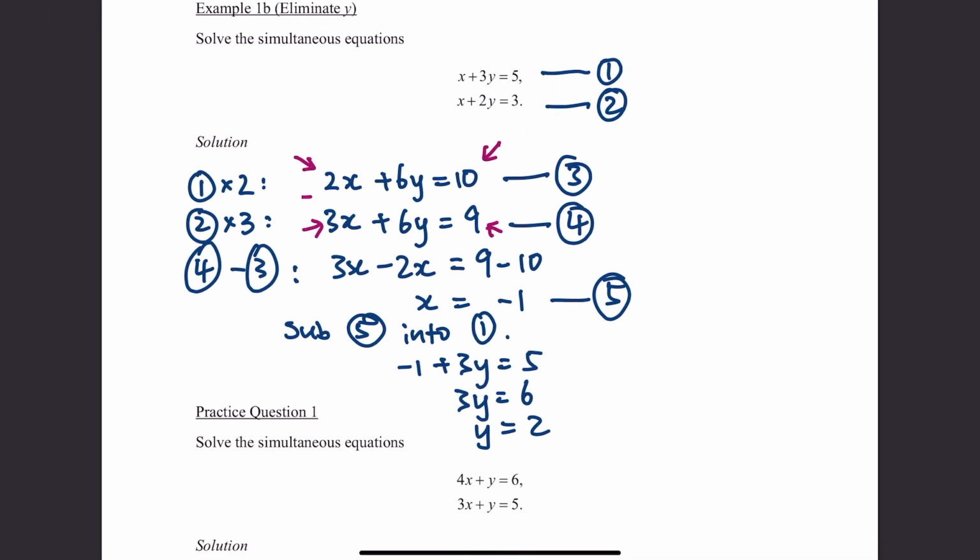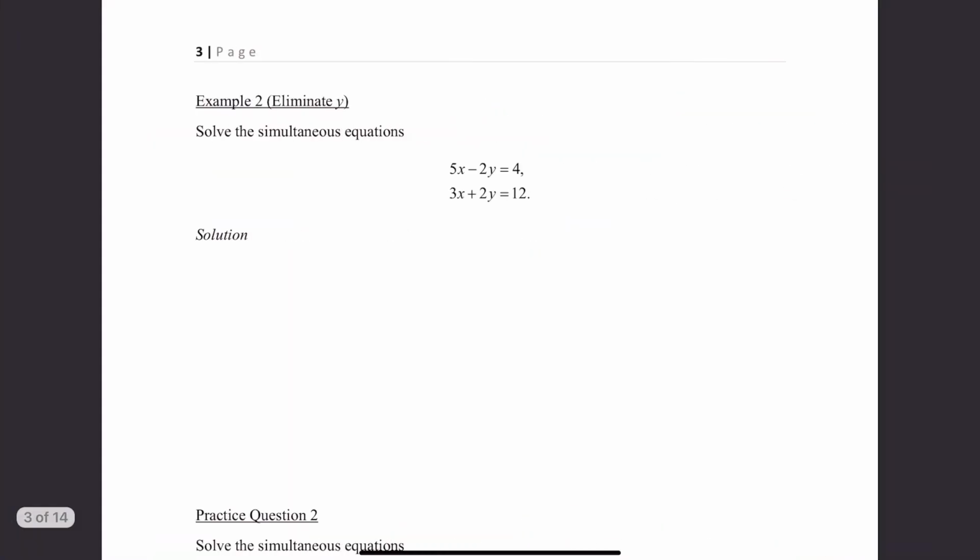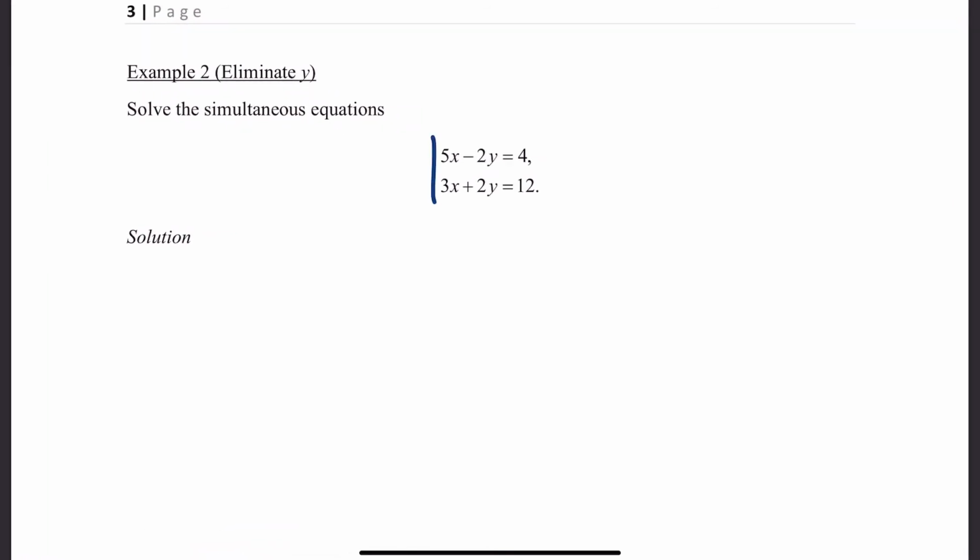Alright, so what I'm trying to show here is earlier on we eliminated x, now we eliminate y for the same pair of simultaneous equations and we get the same answer. So when the coefficients are the same, we can just remove it directly. When the coefficients are different, then we need to find the LCM of the coefficients. Now what's going to happen if I have equations like this in example 2? Of course I can, again, find the LCM of 5 and 3 and then solve that. Give it a try after I finish example 2 to see whether you get the same answer.